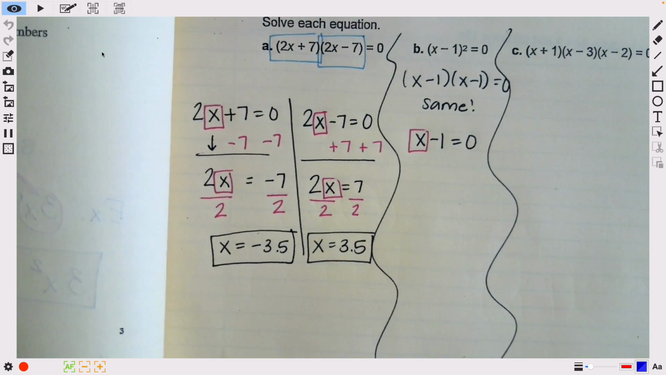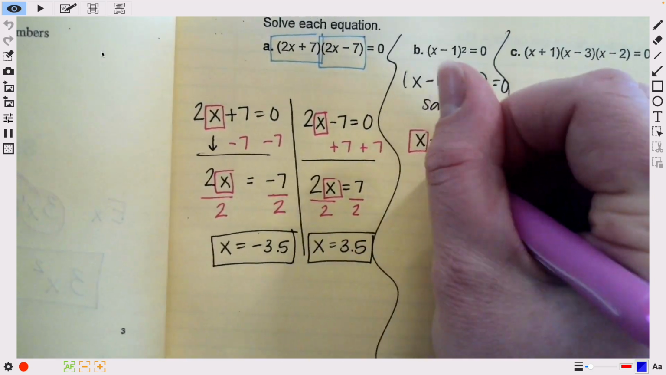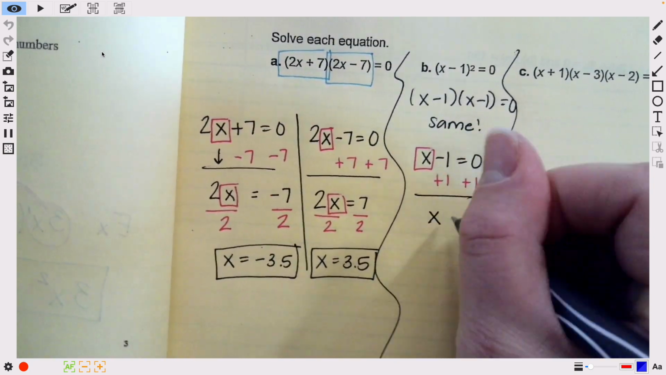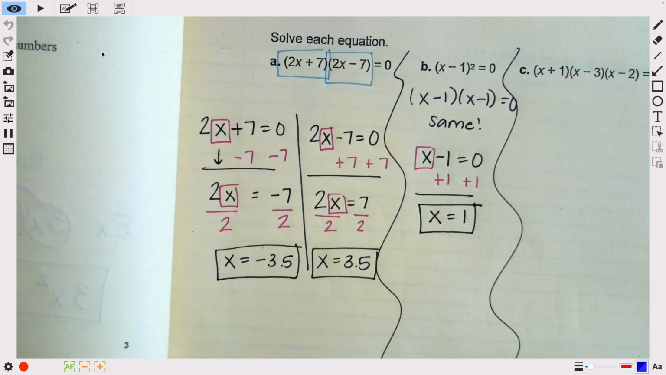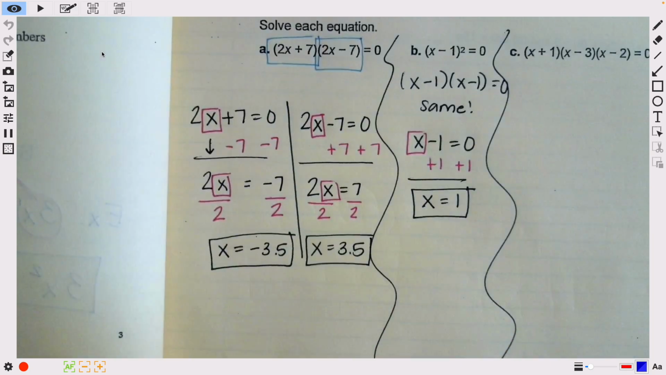Dominic, what's my one step for getting x alone? Make minus plus below 3 by side. Very good. So that one only happens to have one answer because it was the same factor.